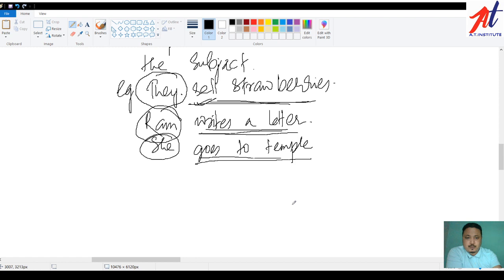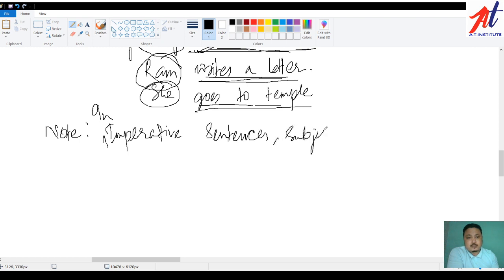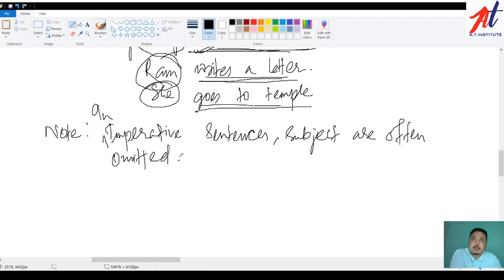There is one more thing I want you to understand about subject and predicate: imperative sentences. In imperative sentences, subjects are often omitted. Many a time you may come across imperative sentences, which are sentences used to express command, order, request, entreaty, instructions, etc. In the case of imperative sentences, the subjects are basically missing. But look at the examples.